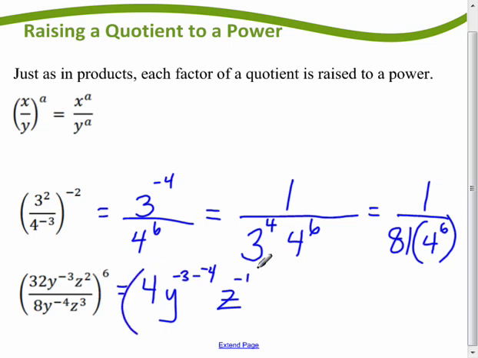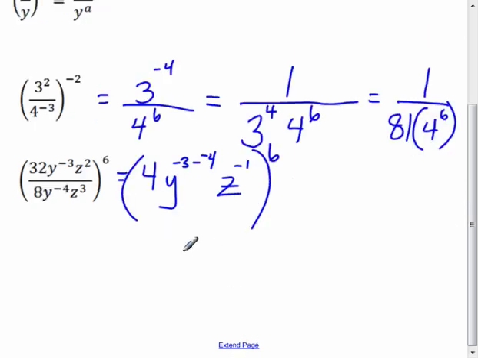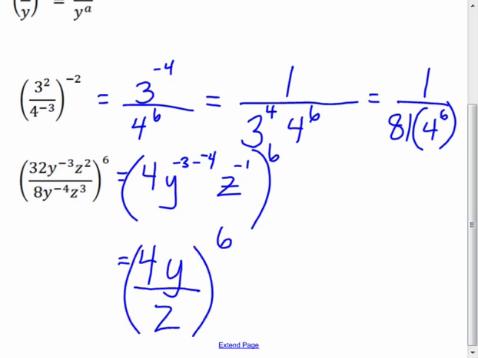And all this is raised to the power of 6. So simplifying a little bit, I'd have 4, and then these two would change to plus, so that's 1. So it'd be y to the 1 and z to the minus 1. Let's put that z on the bottom. Z to the positive 1 on the bottom. Again, all that is raised to the 6th. So everything inside gets a 6. So 4 to the 6th, y to the 6th, and z to the 6th.